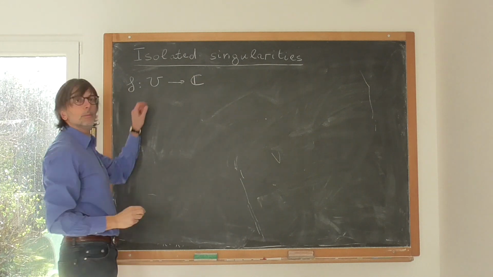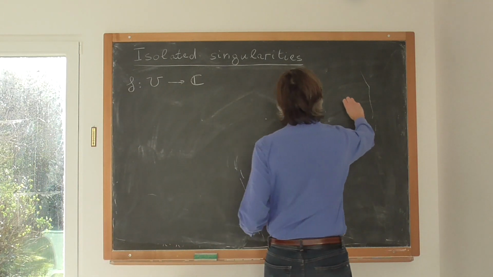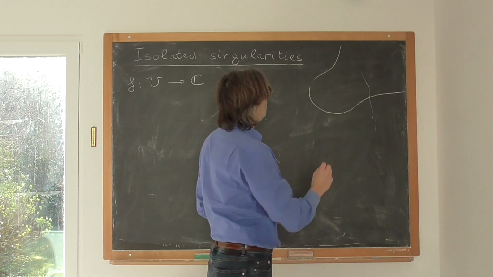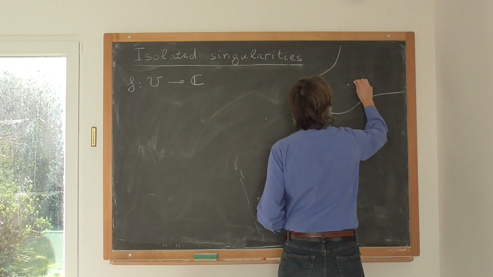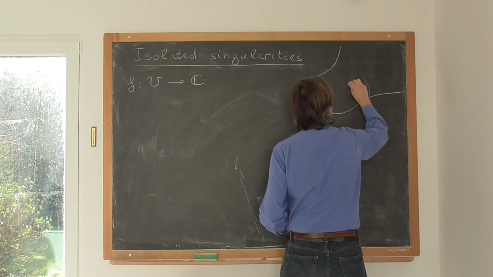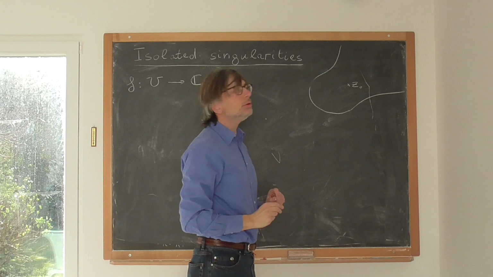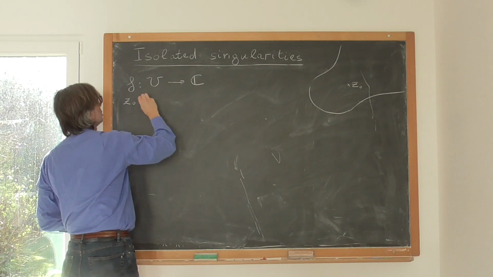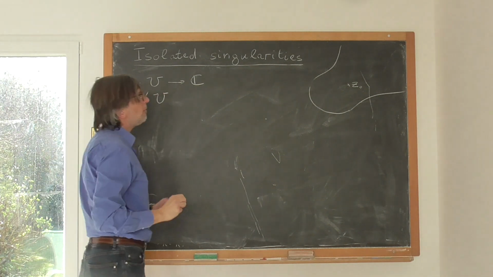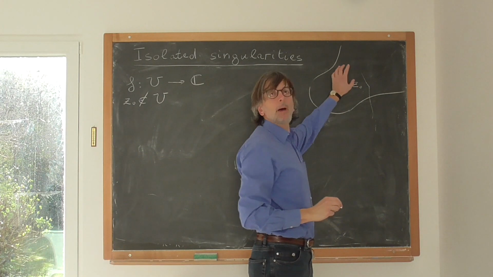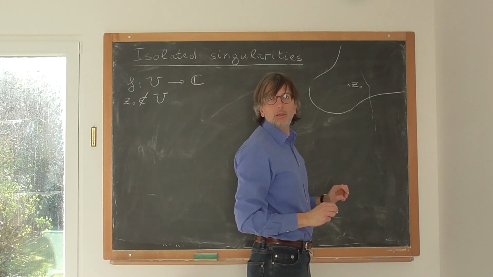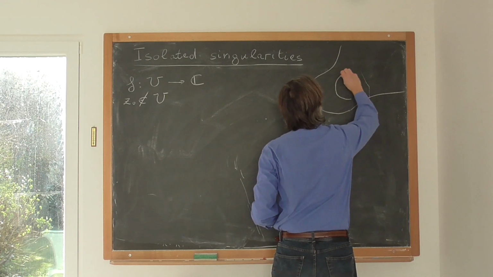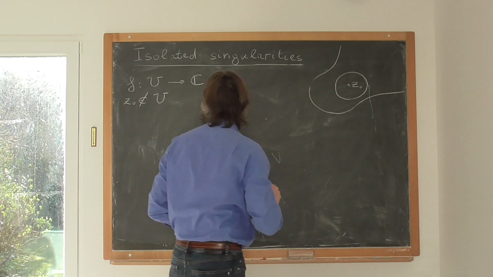U, as usual, is an open subset of C, for instance, this one. And then we have a point, let's call it z0, which does not belong to U. So z0 is not in U, but a whole punctured disk centered at z0 is contained in U. So there is here some small disk.